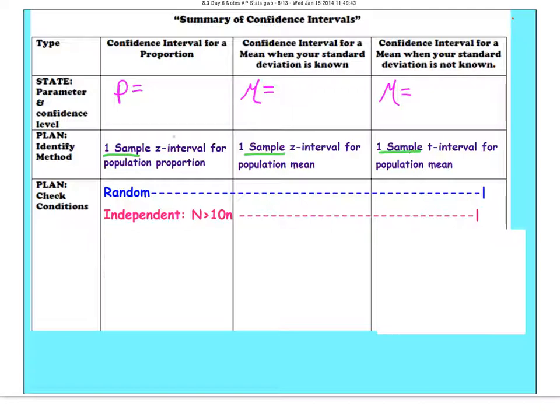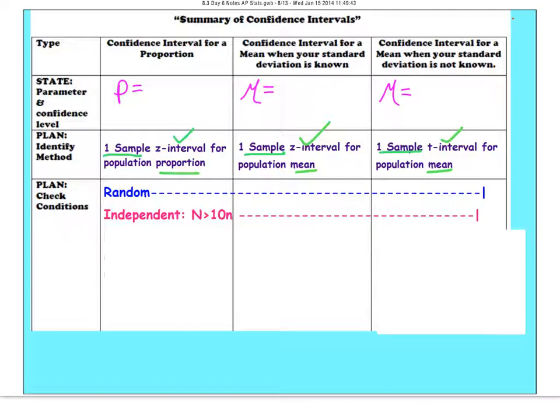For the proportion, it's a z-interval. For the means, when you know your population standard deviation, it's a z-interval. When you don't know your population standard deviation, it's a t-interval. And then again, it's the corresponding interval for the proportion or the mean.